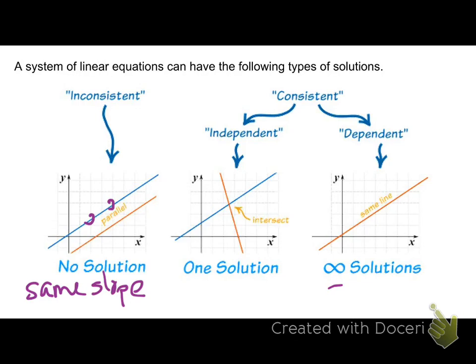Looking at this inconsistent system, we notice that the slopes are the same. Are the intercepts the same? Do they cross the y-axis at the same place? Again, you have it on your paper, so you can write this on there. Blue crosses here, orange crosses here. Do they cross at the same place? Yes or no? It's a simple question. No. So they have the same slope. They have different intercepts.